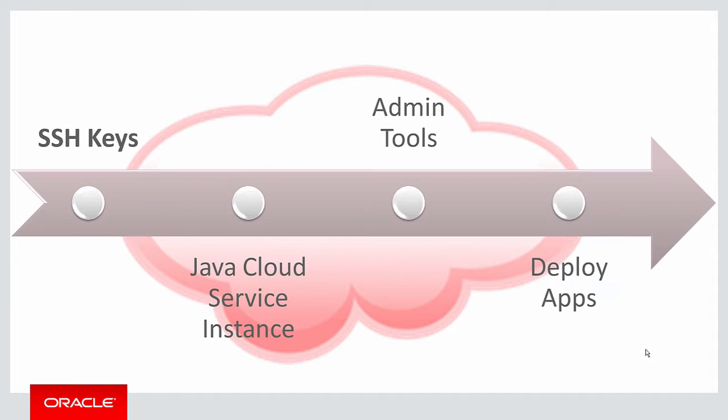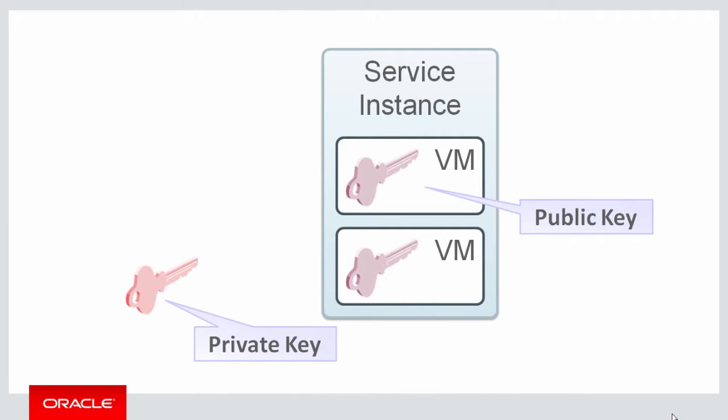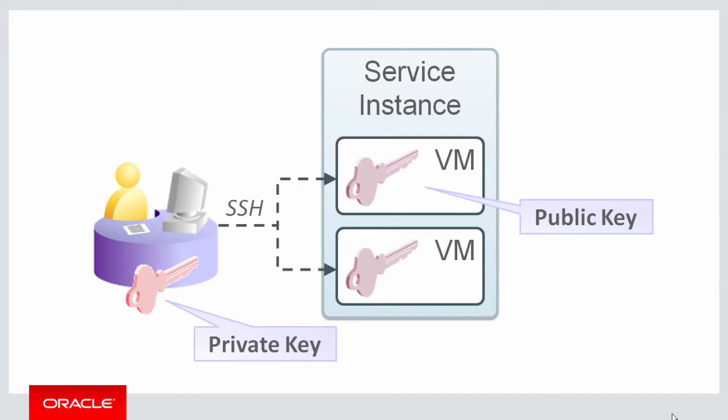First, I'll create my SSH keys. SSH keys come in pairs and consist of a public key and a private key. Later, when I provision my VMs in the Oracle Cloud, I'll supply the public key. Then, if I ever need to access my VMs from a command line, I simply connect with the private key.